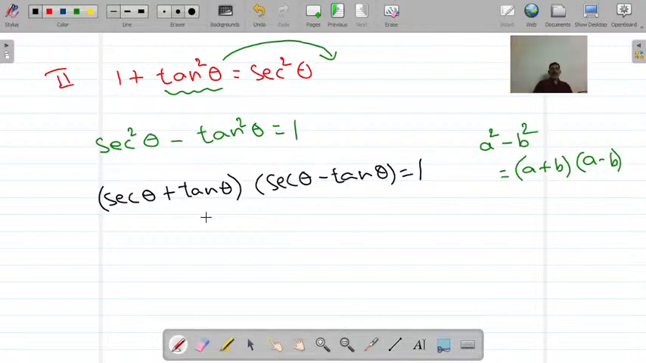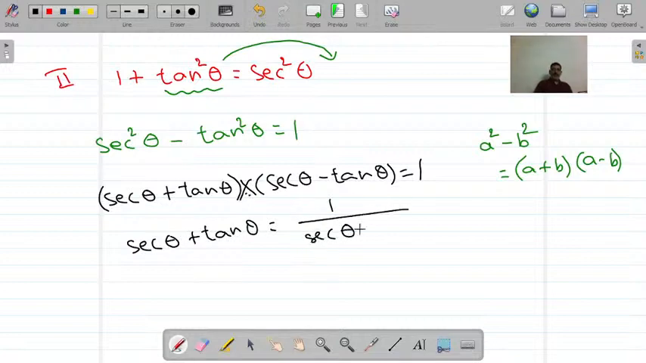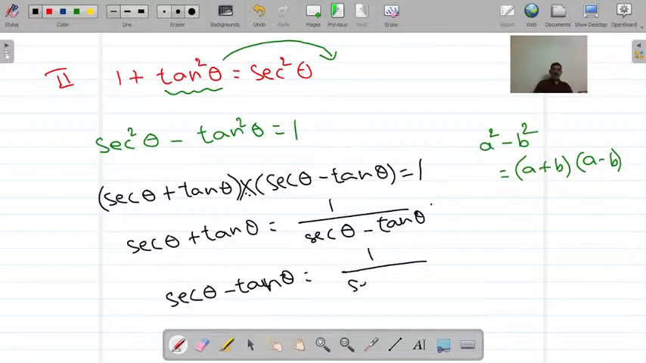So here again you can see this is the product. So I can write secant theta plus tan theta is equal to 1 by secant theta minus tan theta. Or the other one is, if I take secant theta minus tan theta, I can write it as 1 by secant theta plus tan theta. This is the way in which from that again we can get a few results. The same thing is quite applicable even for the third result.